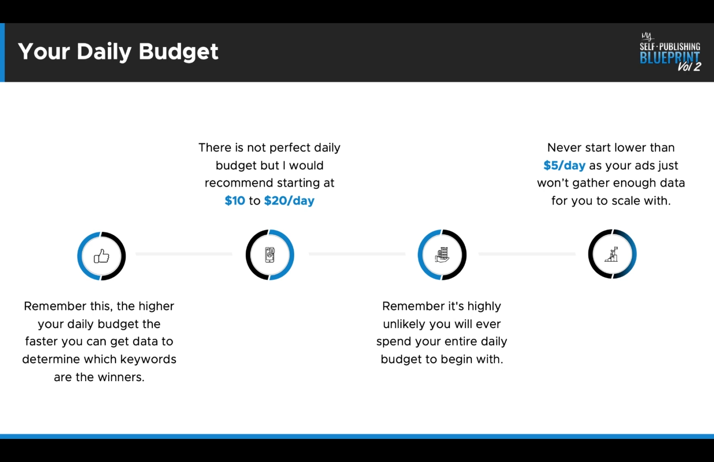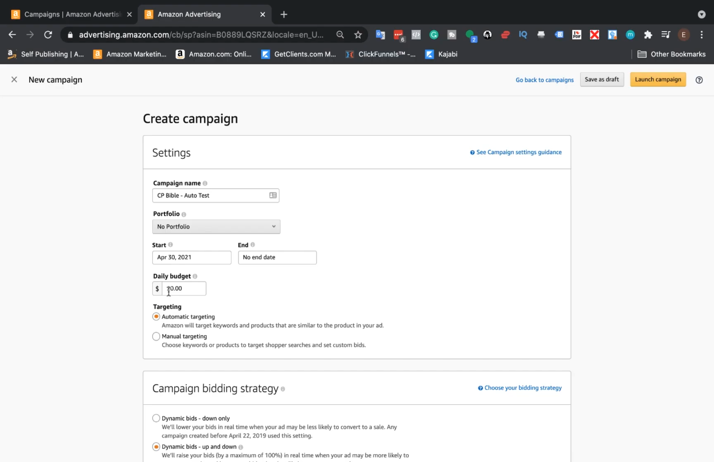Now, remember, it's also highly unlikely you're going to spend your entire daily budget within that day. But you never want to start your daily budget under $5 because your ads just won't start gathering enough data. It's just going to take way too long. So $10 to $20 is the ideal place to start your ads. So I'll just put $10 for now, daily budget.